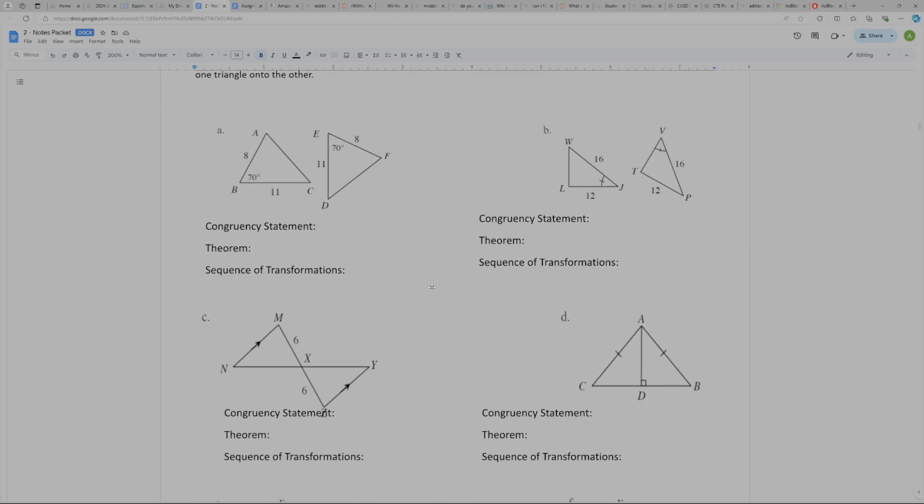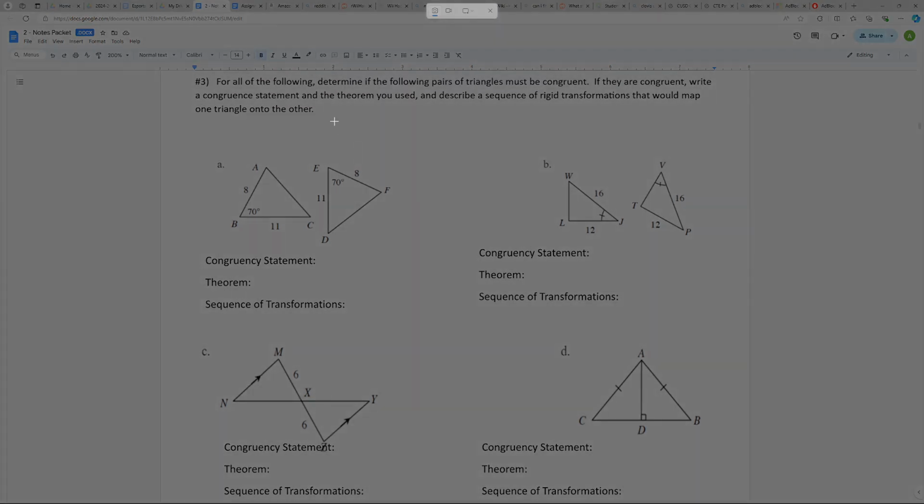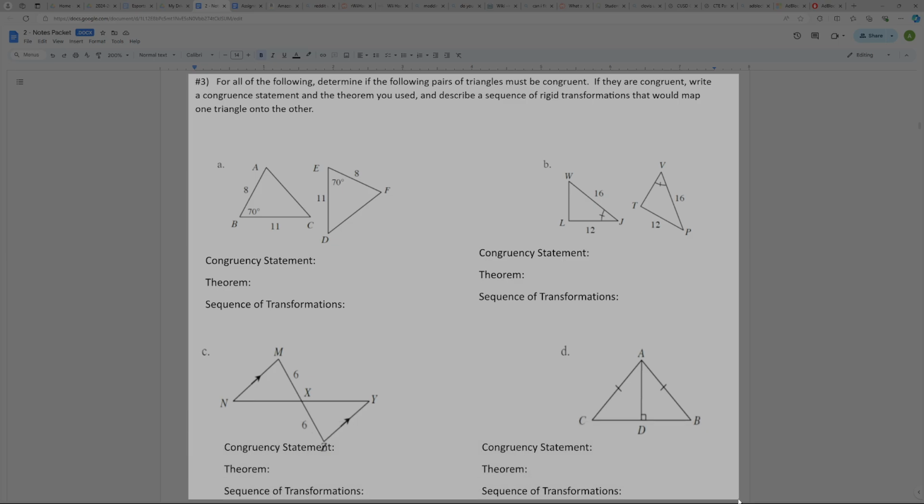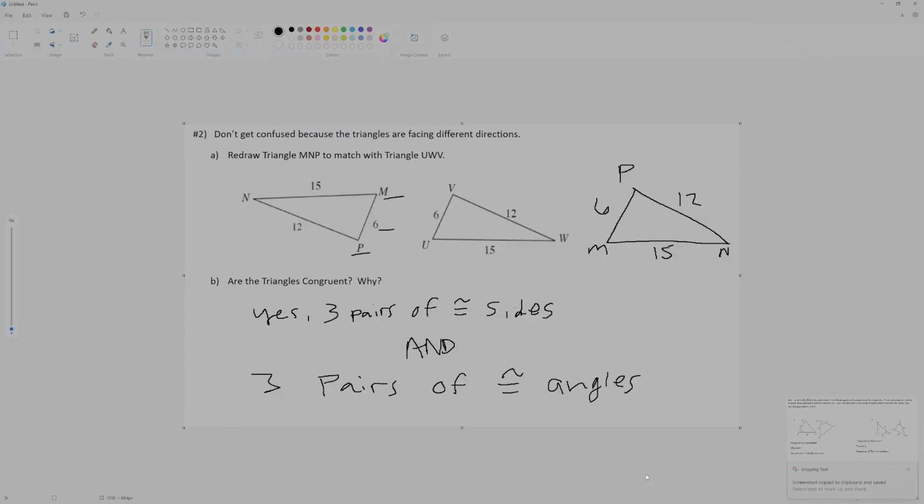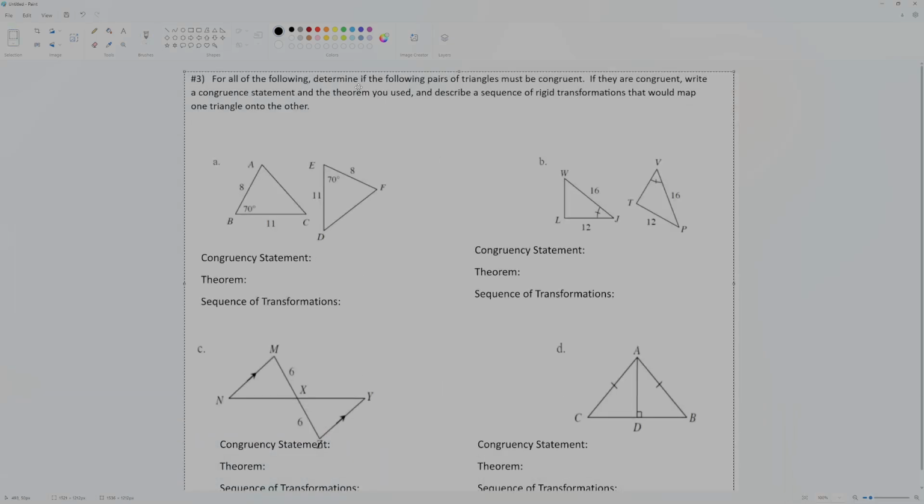So we got a couple more to look over. We need to say if they are congruent, yes or no. So for all the following, determine if the following pairs of triangles must be congruent, yes or no. So for this one right here, we have a side of 8, side of 11, and then the angle in between them, which is the included angle, is equal. So these ones are congruent.